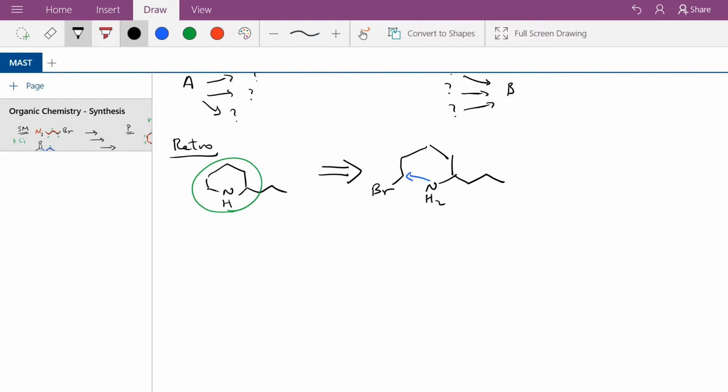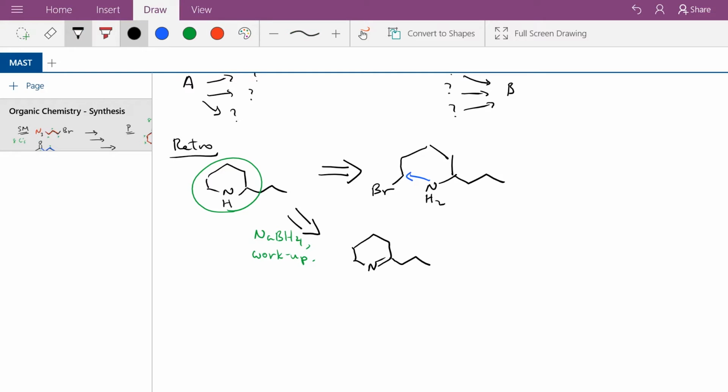Another possible molecule is an imine, because as you hopefully know from your reactions, an imine can be reduced using sodium borohydride into an amine. So in that case, that would look like this, and your reagent would be sodium borohydride with the appropriate workup.